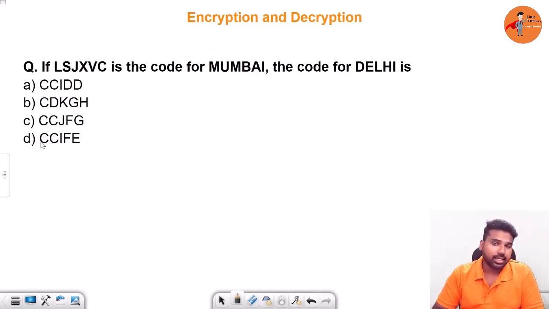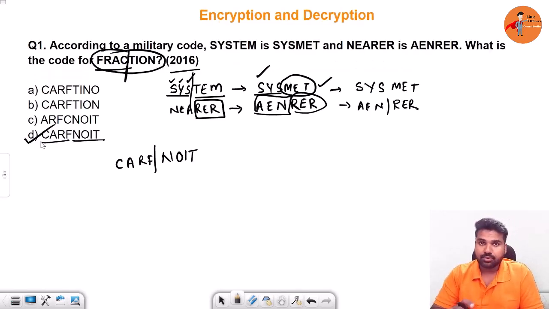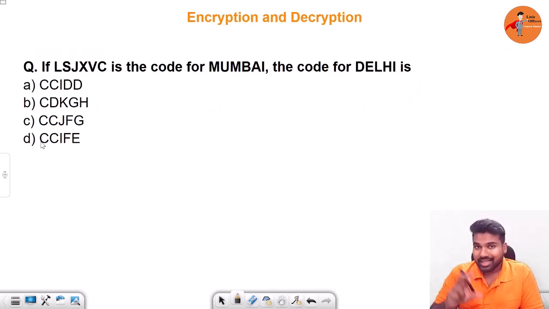Let us look at another type of encryption where the numbering has been utilized. Okay, this is simply observation, the reversal and all these things. Now letters and numbers. Let's look at this. Okay, look at this. LSJ. Let me write it.